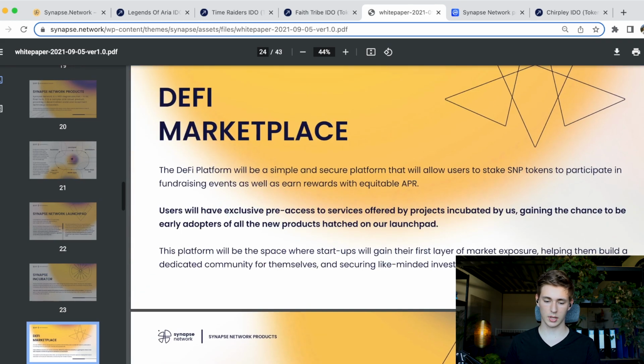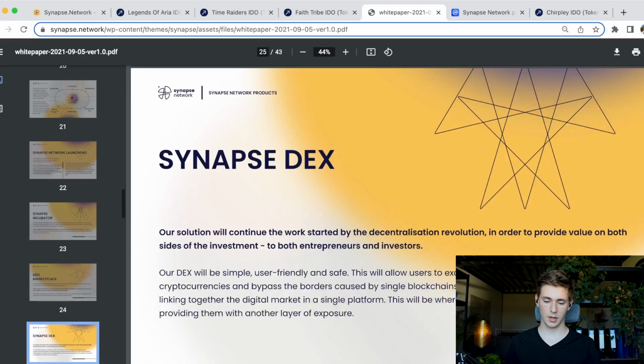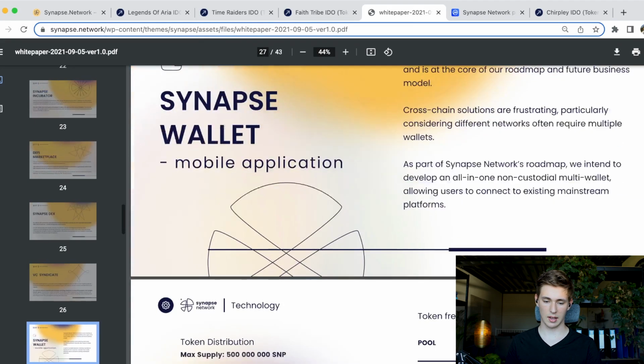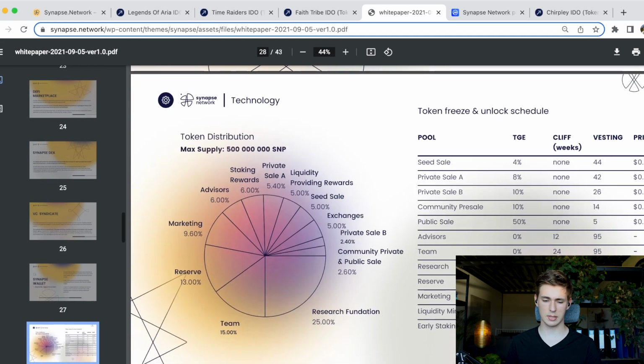DeFi Marketplace. So like I said, they do want to introduce this. It's not on their dashboard as of right now. Then we have the Synapse DEX, the VC Syndicate, Synapse Wallet. Here we then have finally the Tokenomics. So let's take a good look at this.